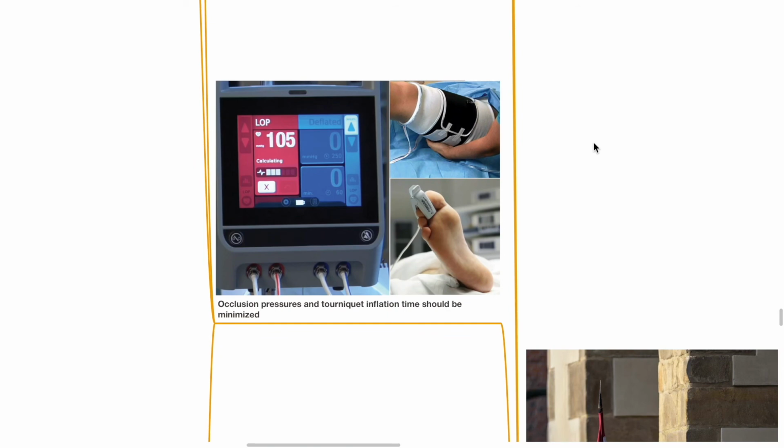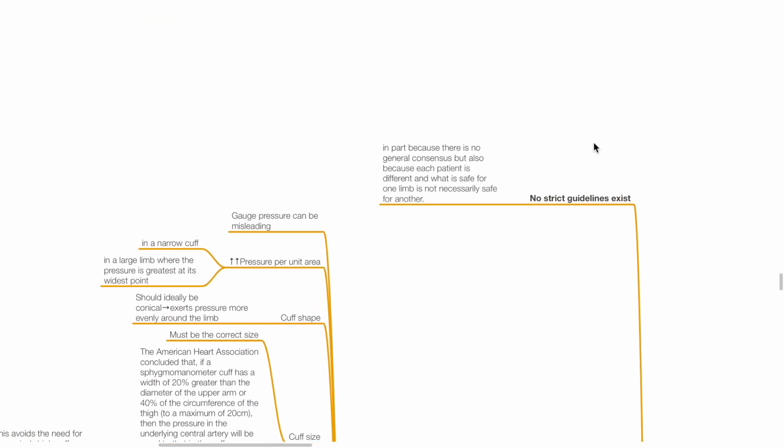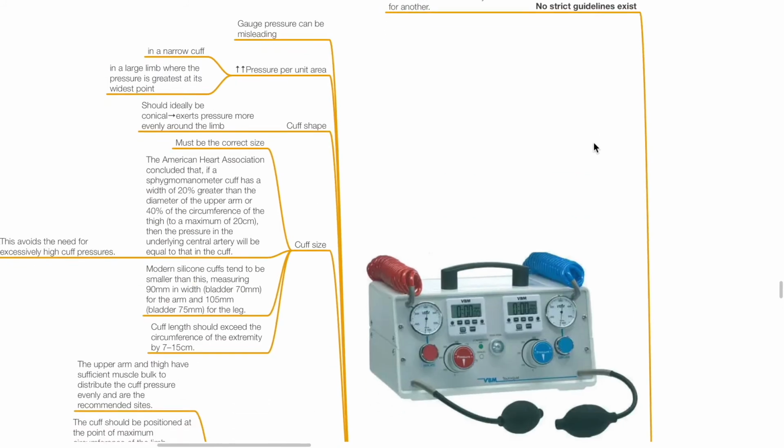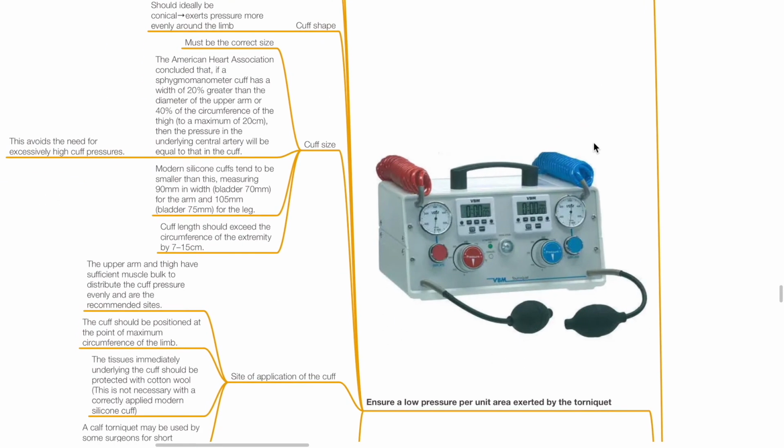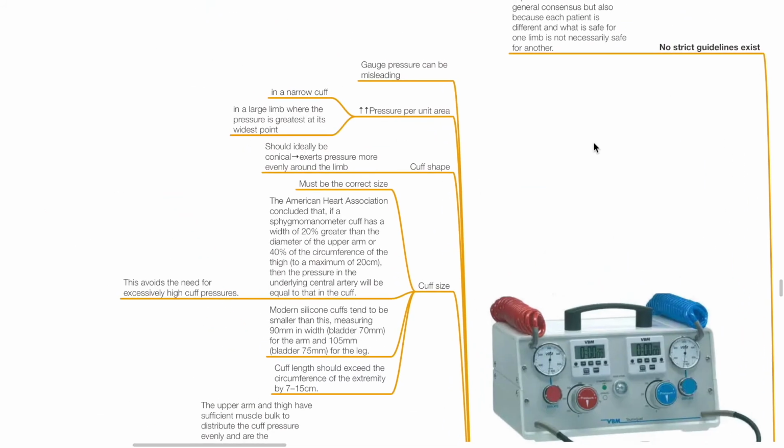Occlusion pressures and tourniquet inflation time should be minimized as much as possible. No strict guidelines exist, in part because there is no general consensus, but also because each patient is different and what is safe for one limb is not necessarily safe for another. Ensure a low pressure per unit area exerted by the tourniquet cuff. Gauge pressure can be misleading.